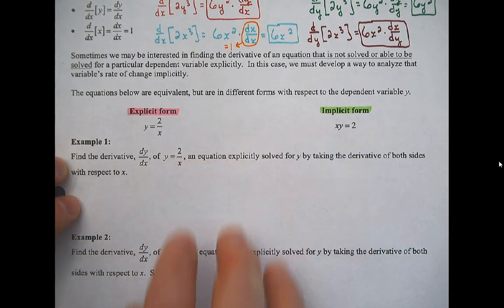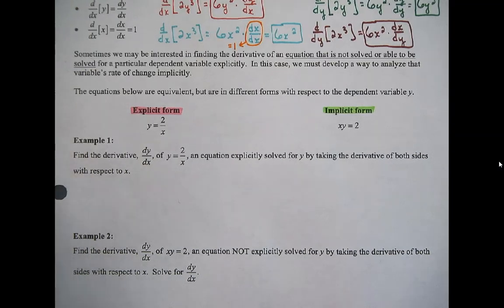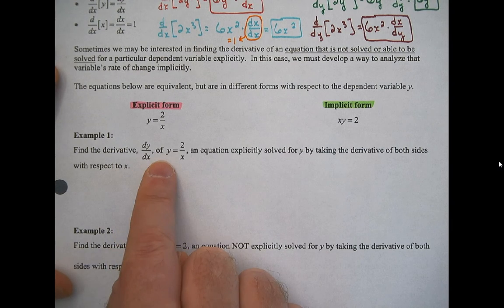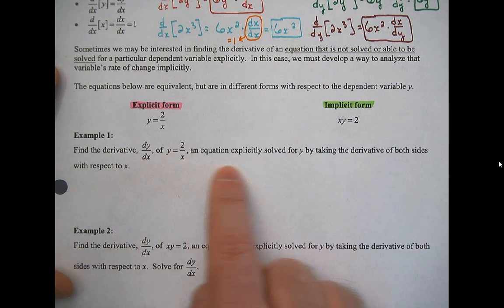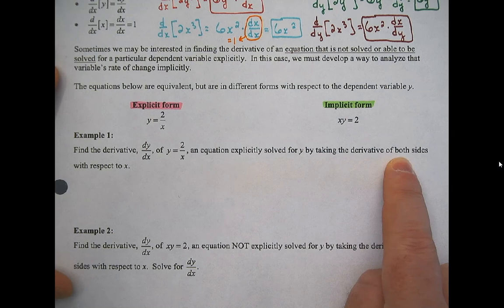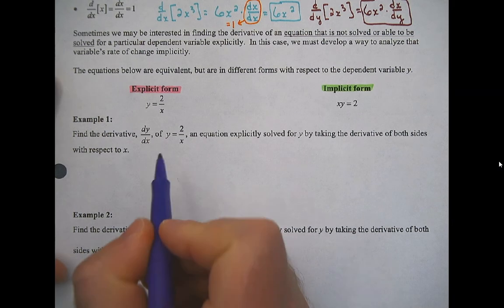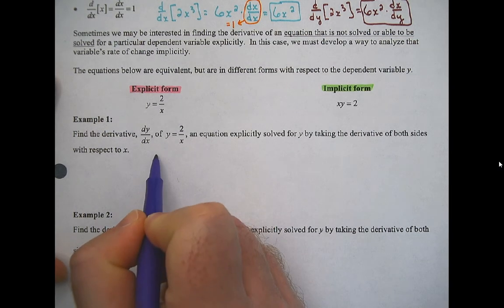And what we're going to do in these two examples is show you that when you derive this, you're going to get the same result. Okay, so find the derivative dy dx of y equals 2 over x. That's explicitly solved by taking the derivative of both sides according to x. It's kind of annoying, but you have to write out what you're doing to both sides.